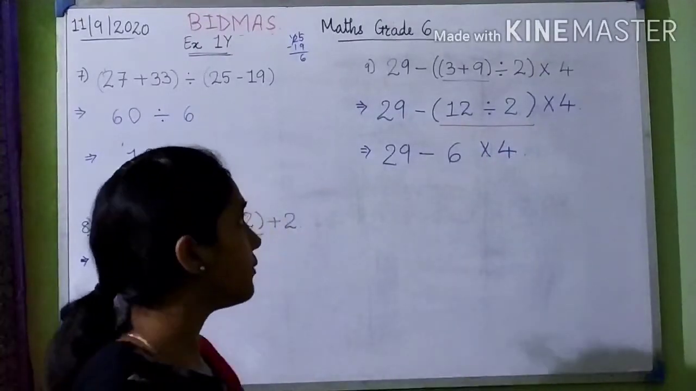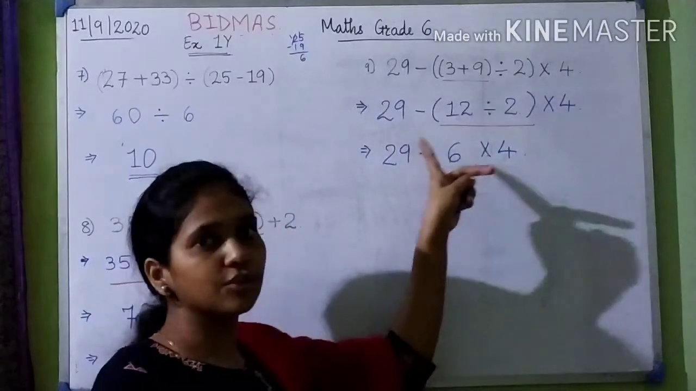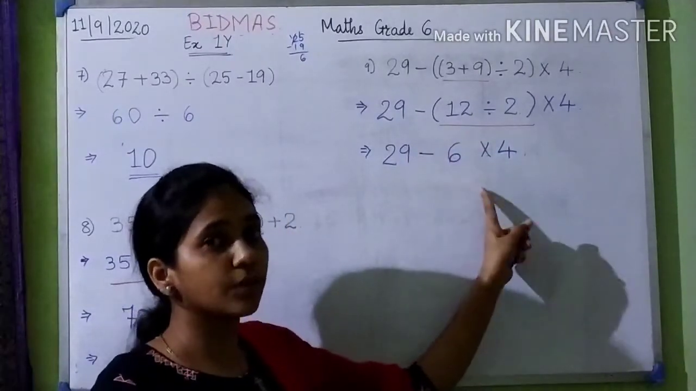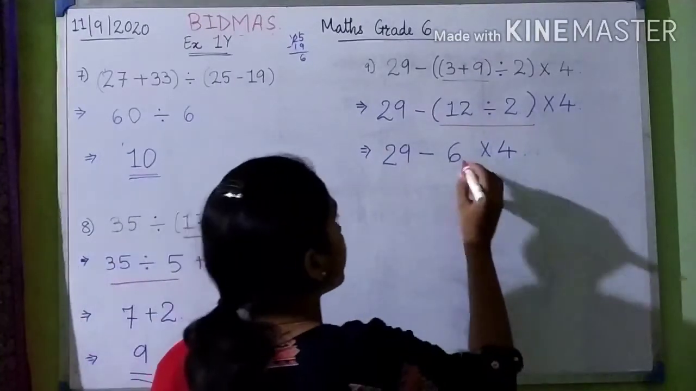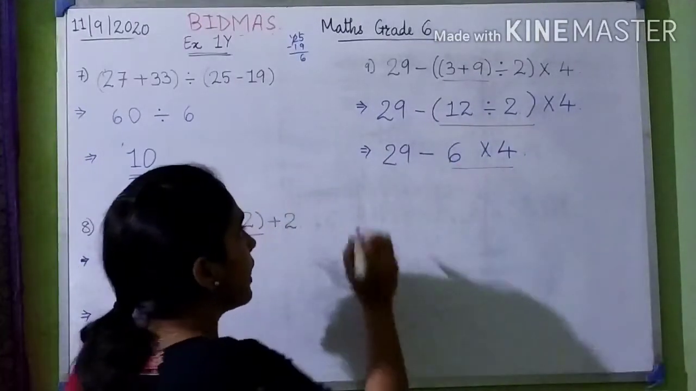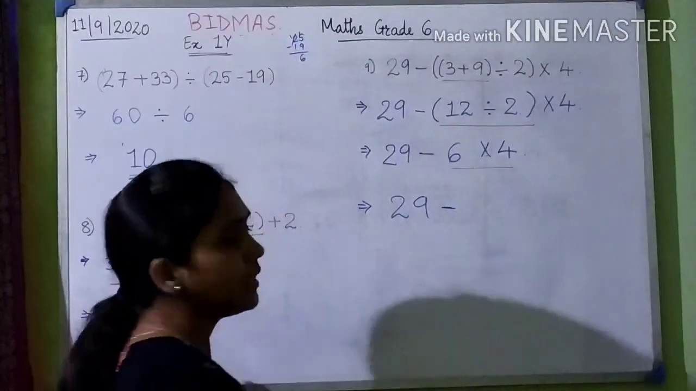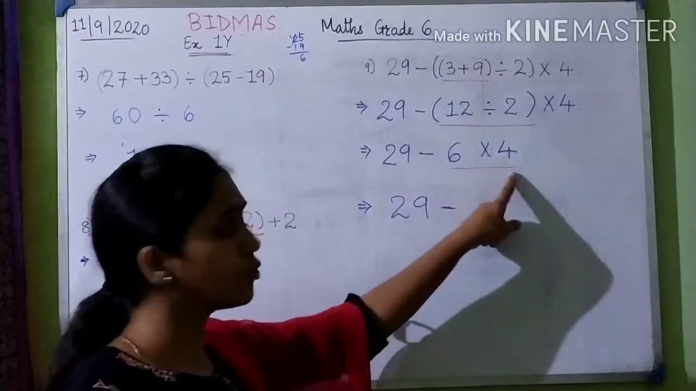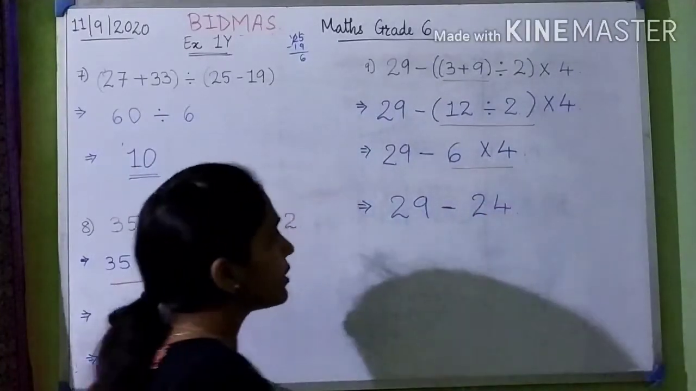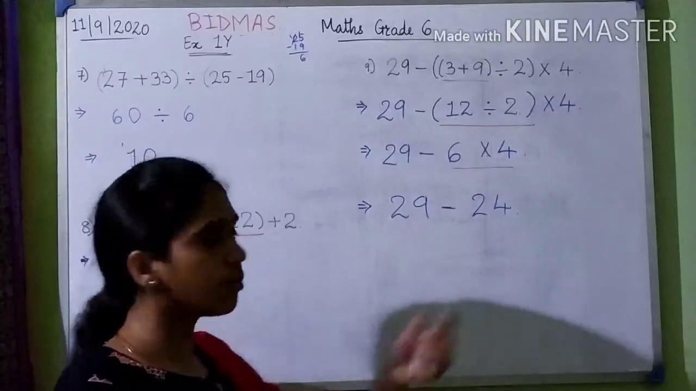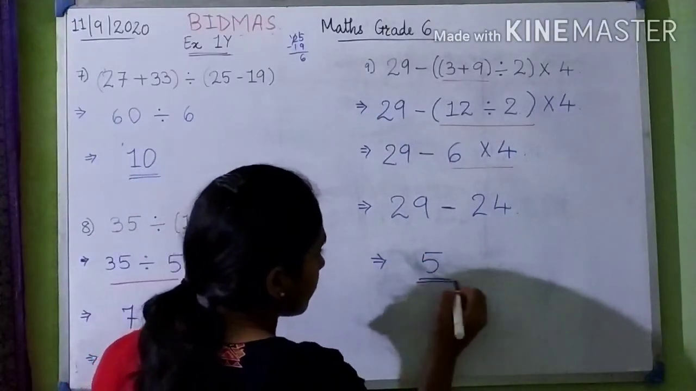And now I am left with 29 minus 6 multiplied by 4. So one is subtraction, one is multiplication. So first we will solve multiplication according to the BIDMAS rule. So we will solve this part first, and this 29 minus will remain same. So what is 6 into 4? 6 into 4 is 24. Now this is simple. 29 minus 24 is how much? 5. So the answer is 5.